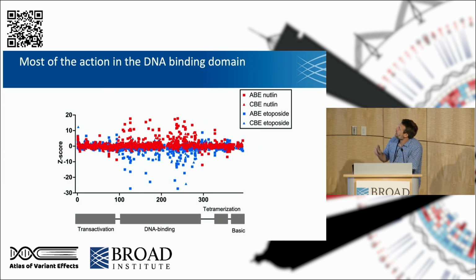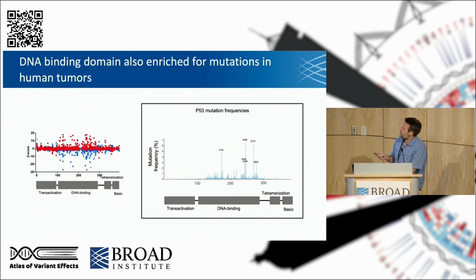So this is what the data look like using either ABE and CBE, or treating with Nutlin shown in red, or treating with etoposide shown in blue, again across the length of P53, and you see that there's a very nice mirror image. The red dots generally go up, and the blue dots generally go down. And then when you look at what domains of the protein you tend to get most of the action in, and you compare it to where, I believe this is from Cosmic, where are mutations found in cancer patients, you would learn, if you had no idea that P53 was binding DNA and doing cool things, you would have learned it from doing this sort of screen.